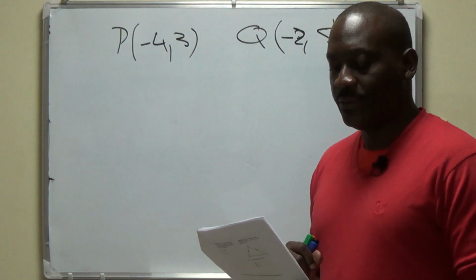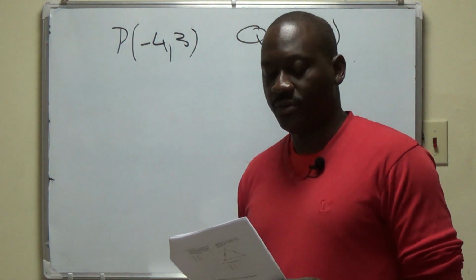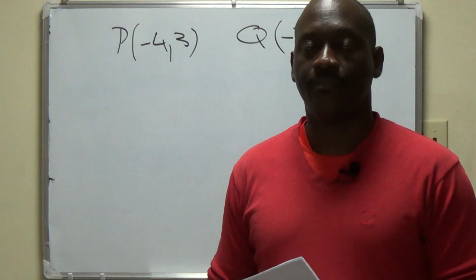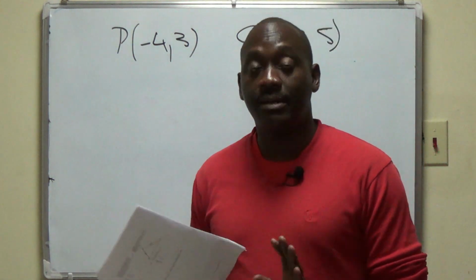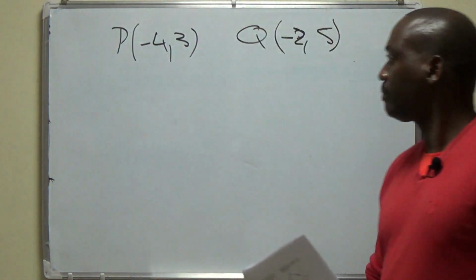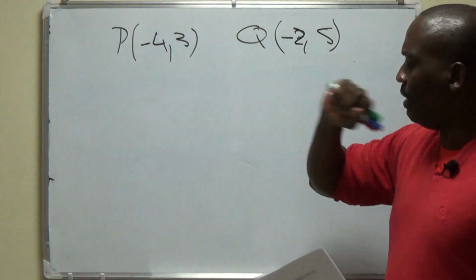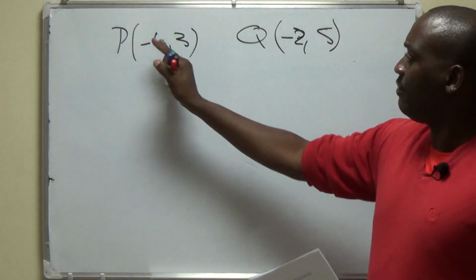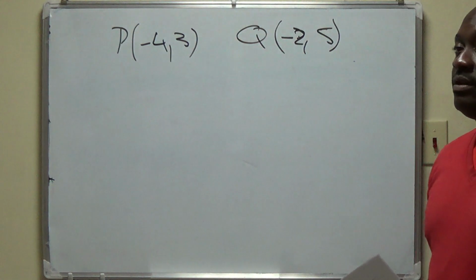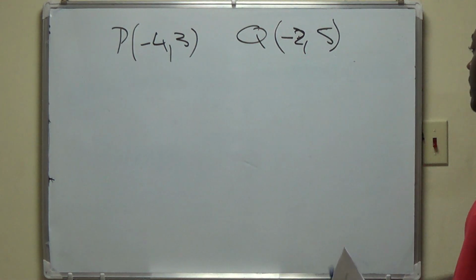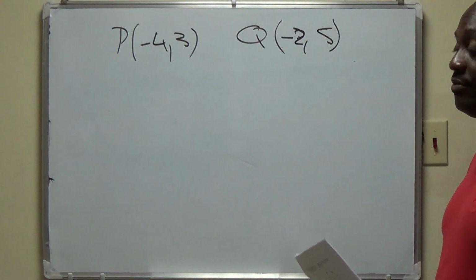What is the gradient of a line which passes through the points (-4, 3) and (-2, 5)? So let us start by labeling each of these two points. We're going to give the point (-4, 3) the label of P, and we're going to give the point (-2, 5) the label of Q.